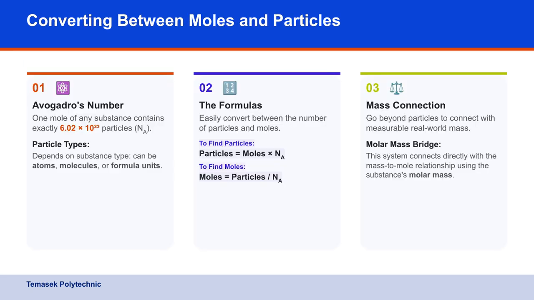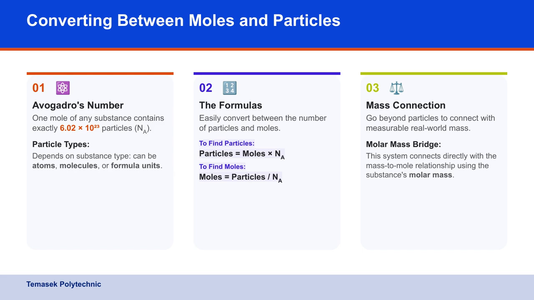Now, let us talk about converting between moles and particles, and this is where Avogadro's number becomes your essential tool. 1 mole of any substance always contains exactly 6.02 times 10 to the power of 23 particles. That number is called Avogadro's number, represented as N subscript A. Depending on the substance, those particles could be atoms, molecules, or formula units. The conversion formulas are straightforward. To find the number of particles, you multiply moles by Avogadro's number. To find moles, you divide the number of particles by Avogadro's number.